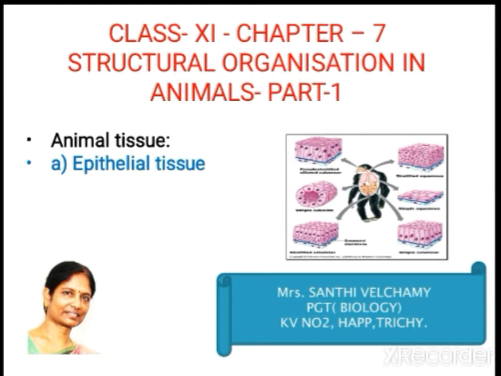So today we are going to study the chapter structural organization in animals. Part 1, in that mainly we are going to study epithelial tissue, different types of epithelial tissue. Do you know what is tissue? Tissue consists of a group of cells which have identical structure and function. Animal tissues can be classified into 4 categories: epithelial tissue, muscular tissue, connective tissue, neural tissue. Today we are going to study epithelial tissue.